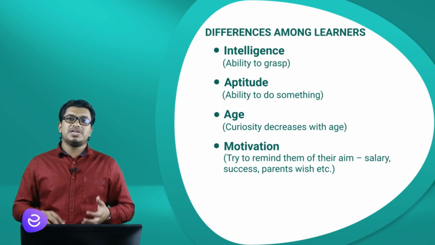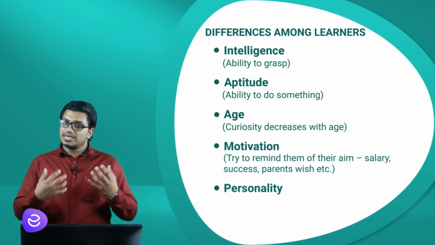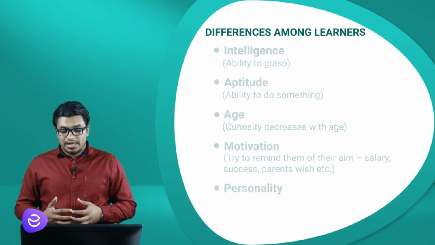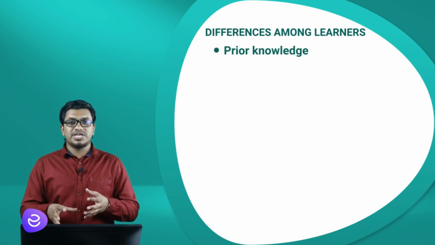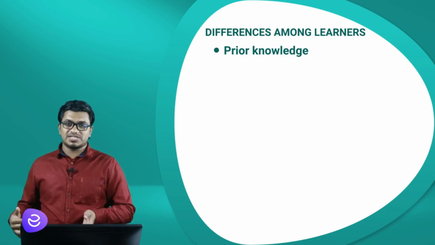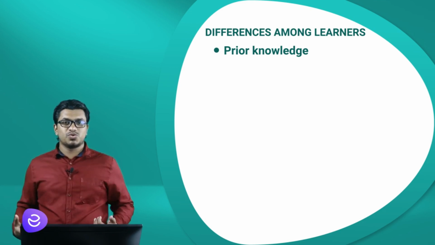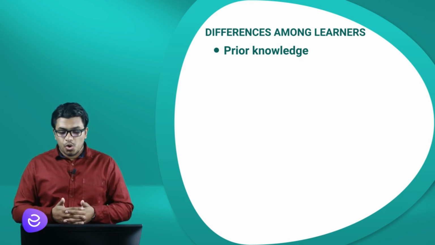Then another individual difference is personality. Some students might have a very great personality, some might not. So we'll try to change it and bring them together. Then prior knowledge. Some students will have learnt whatever we are going to teach in class. They might have learnt in previous classes, through personal readings, or in their schools, but some students might not. So that difference also we should try to overcome.